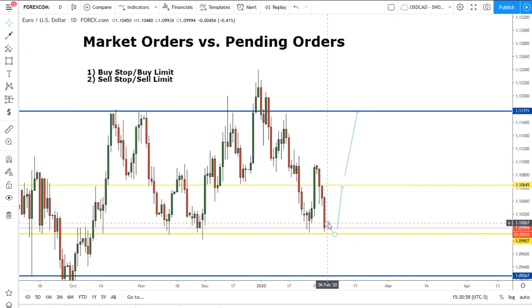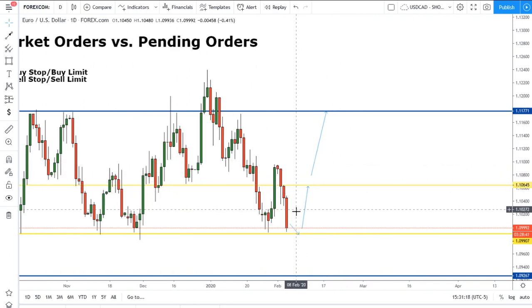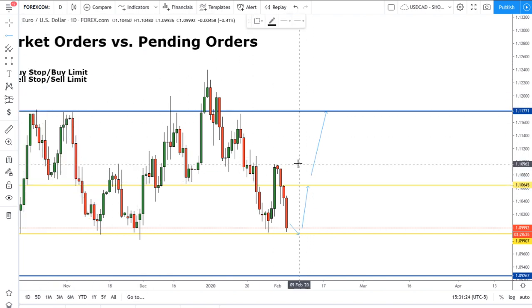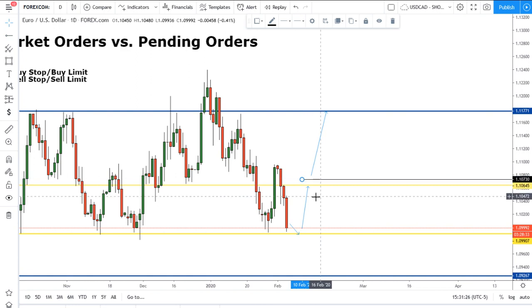So we're at support. Let's say we get a reaction from support, and if we break our daily resistance here, then we're going to enter an order to target our weekly resistance. We want this long trade. How would you get this? So instead of spending the next few hours or few days in front of the charts, what you can do is set a buy stop. And what that means is let price increase to somewhere around here. Let's choose a specific level.